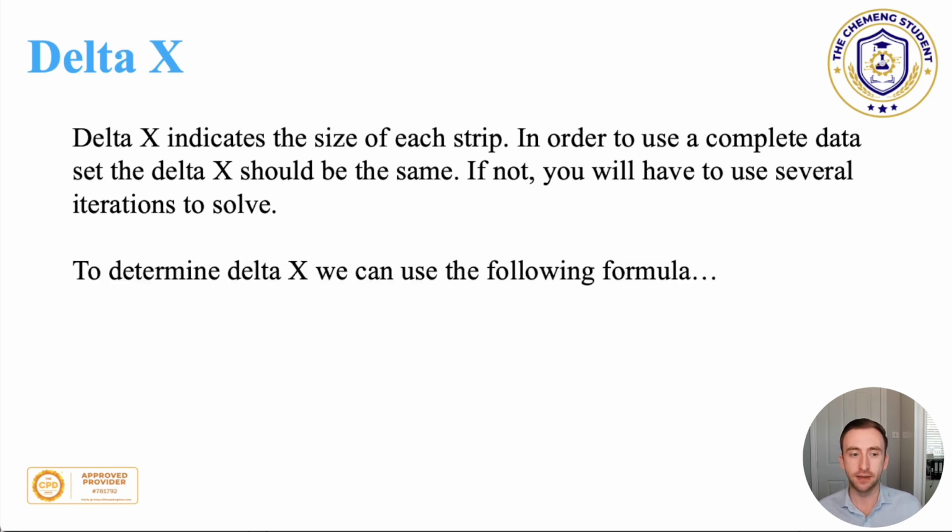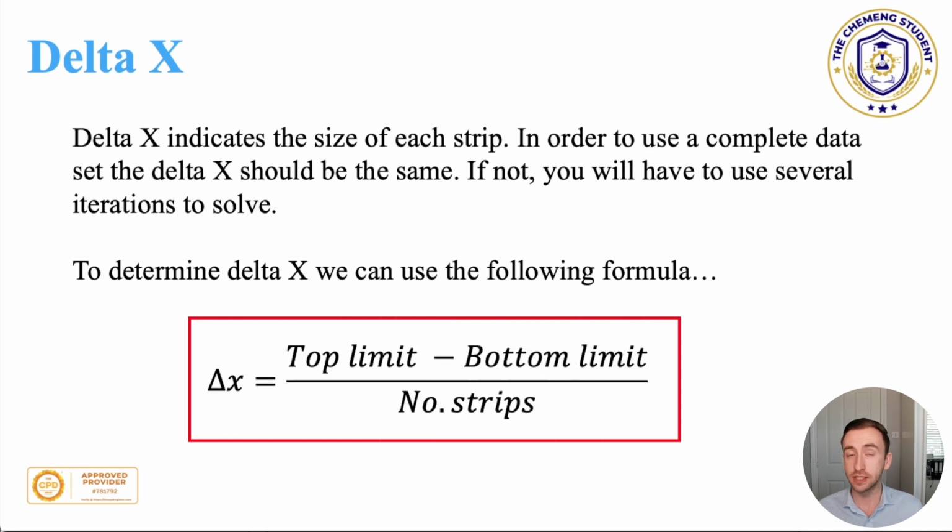Now to determine delta x, we use a simple formula of whatever our top limit is minus our bottom limit, divided by the number of strips. So that's divided by the number of terms that we want to use.